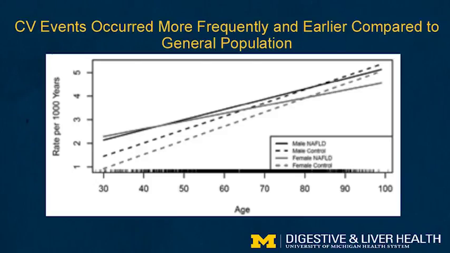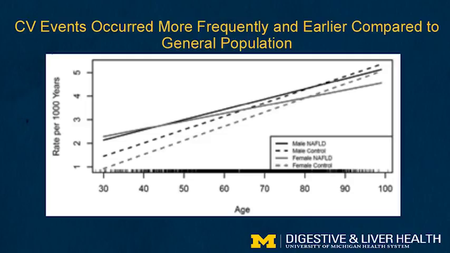That actually wasn't significant for gender. And they also found that these events tended to occur more frequently and earlier compared to the general population. So what you're seeing here, this doesn't project as well as I would like, but the solid lines are the people with NAFLD, and the dashed lines are their controls. And the controls, you can see, it's the progression that we typically see. It's related to age, it progresses in almost near linear fashion across age, and men greater than women as you age.